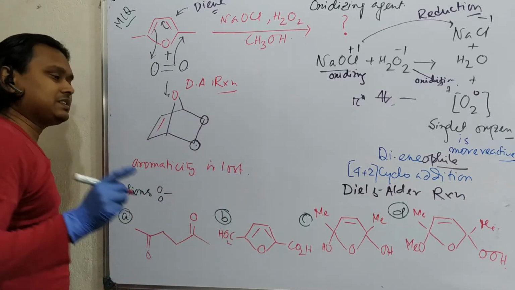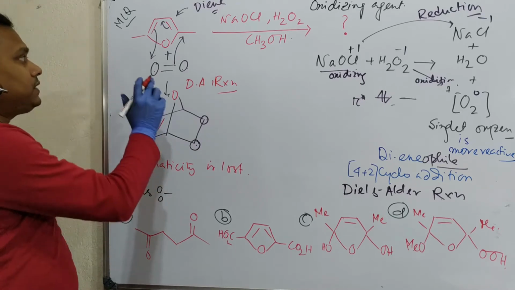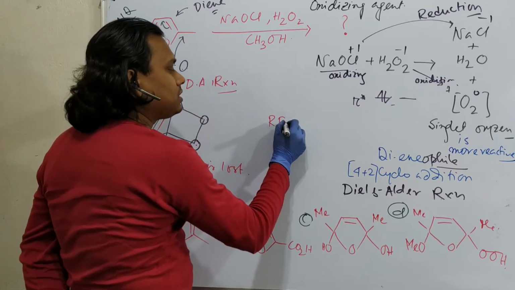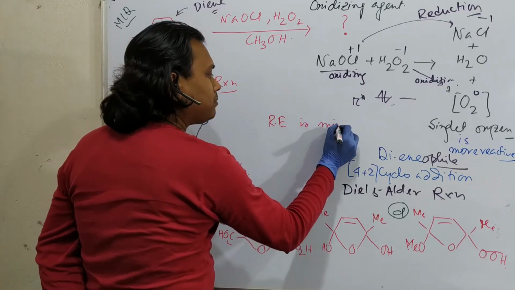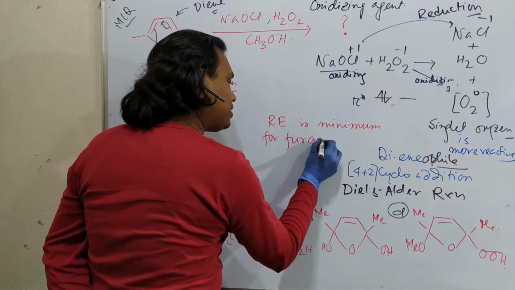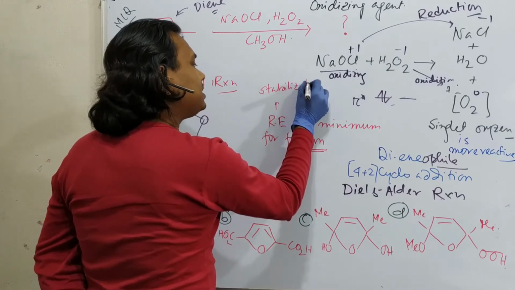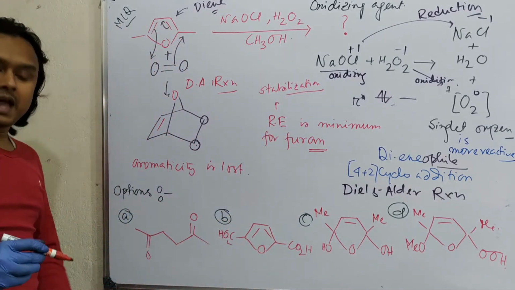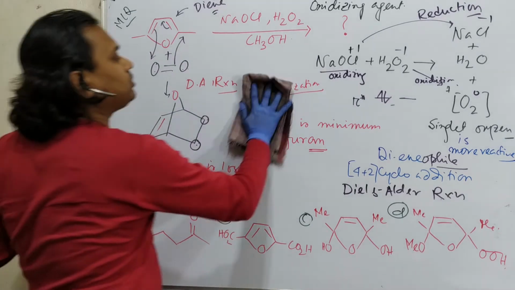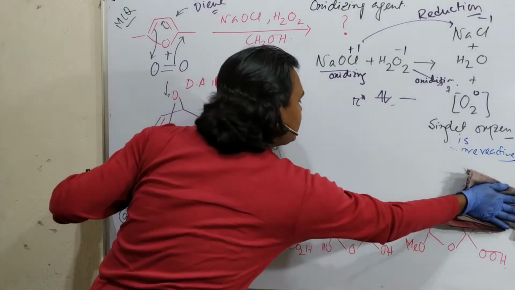This phenomenon I have discussed in a dedicated video, where a 5-member heterocyclic compound acts as a diene. But very briefly, the resonance energy is minimum for furan. If the resonance energy, which means stabilization, is minimum, then you can expect that it will be more reactive. And exactly this same thing is happening for furan. That's why it undergoes this Diels-Alder reaction with singlet oxygen, which is acting as a dienophile.